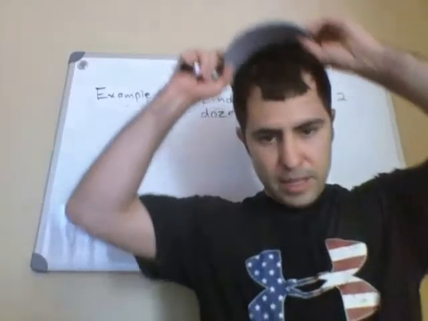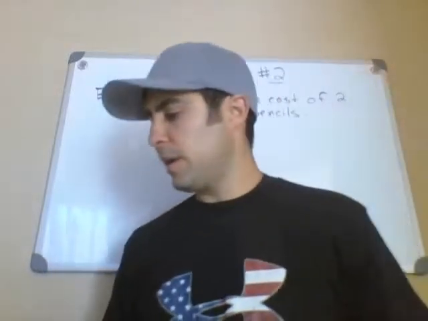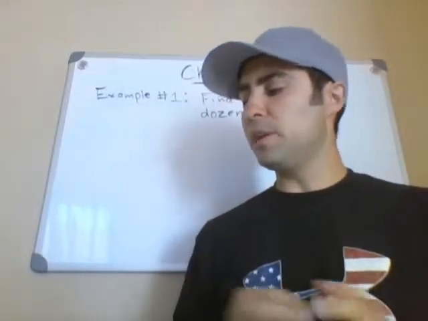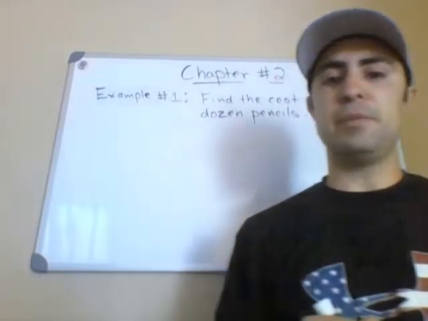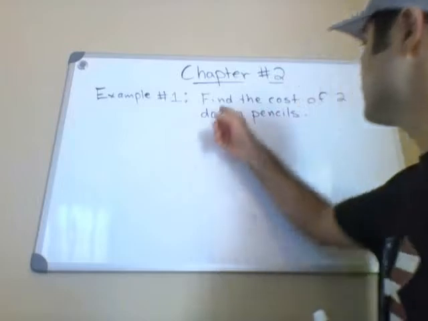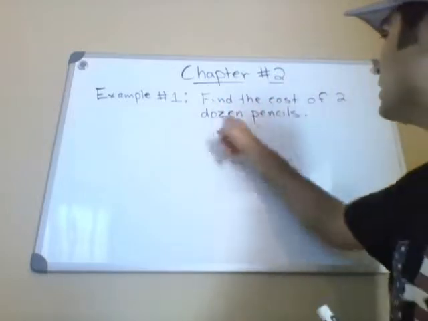Alright, we're back again, and what we're going to be doing right now is multiplying whole numbers in money and dividing whole numbers in money and some more fact families. Alright, so we have a problem up here. It says find the cost of 2 dozen pencils.